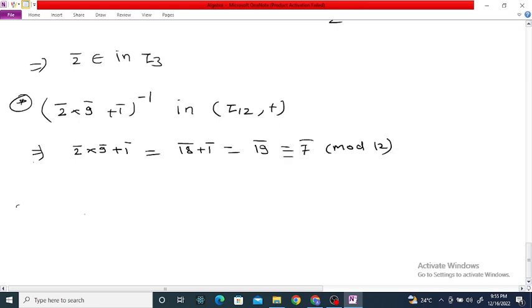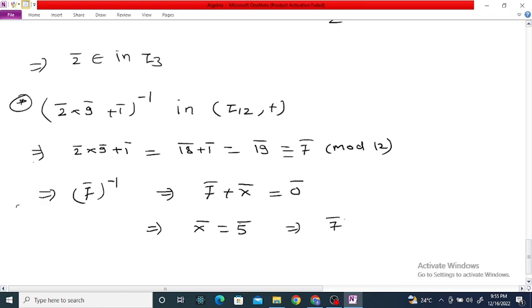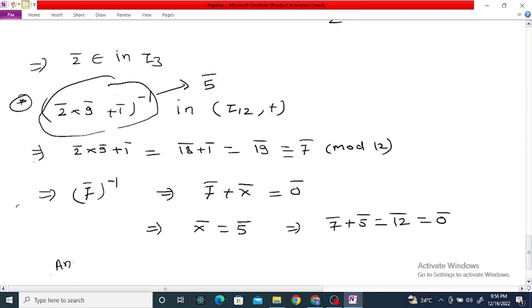12. And now we want to determine the inverse of 7 bar, that is, we want to determine the value of x bar such that 7 bar plus x bar is equal to 0 bar. Here if we take x bar equal to 5 bar, then we get 7 bar plus 5 bar is equal to 12 bar, which is equal to 0 bar. Therefore the value of this term is equal to 5 bar. So what is the answer here? The answer is 5 bar.